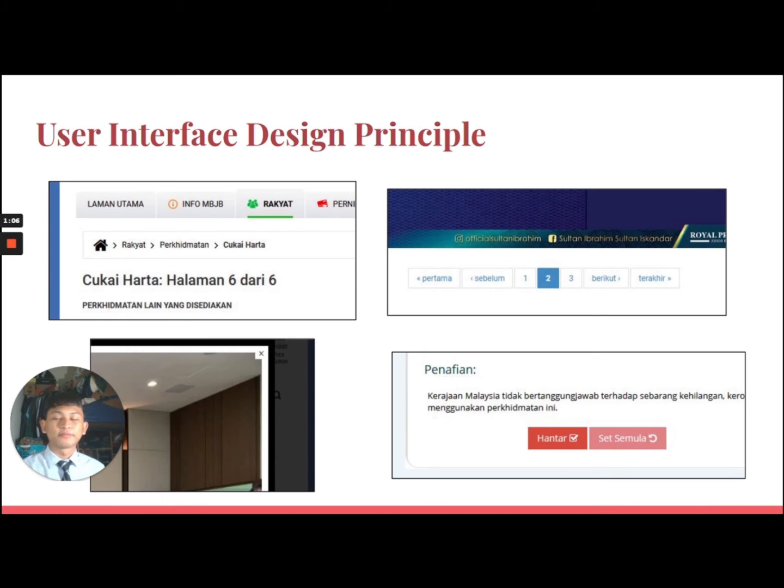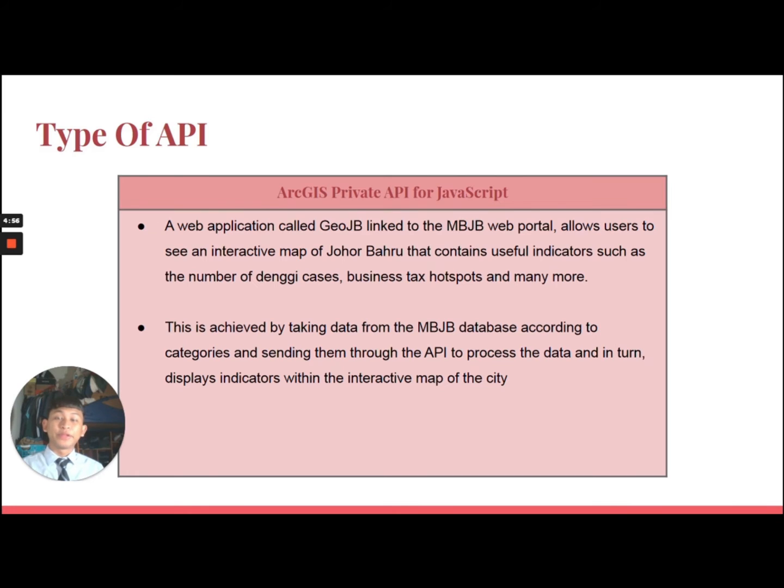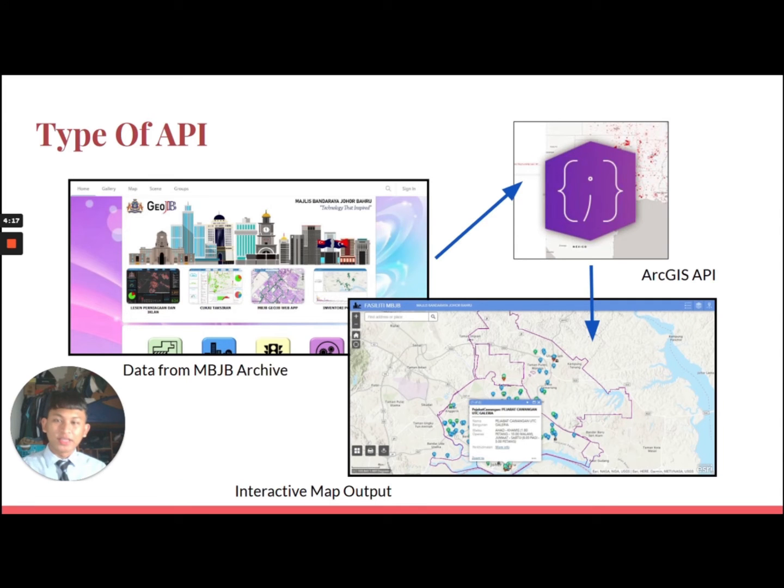For the type of API that is available in the MBJB portal, one of them is the ArcGIS API for JavaScript. Within the MBJB web portal, there is a web application called GeoJB that allows users to see an interactive map of Johor Bahru. As you can see here, the data from the MBJB archive is sent to the ArcGIS API, and the resulting output is the interactive map output. As you can see here, there are many different markers, all stemming from the API.